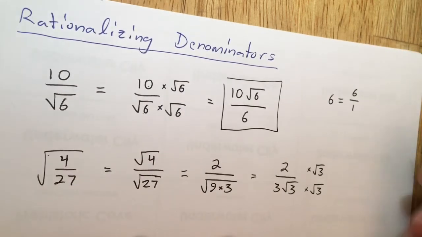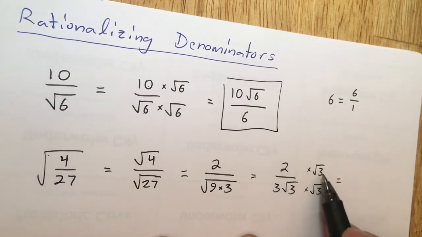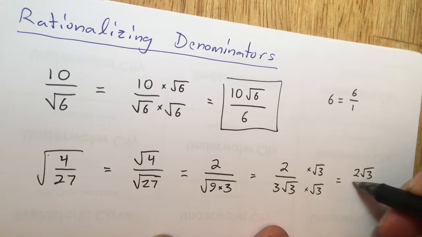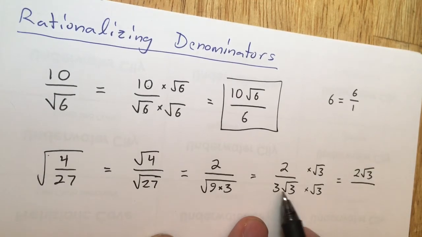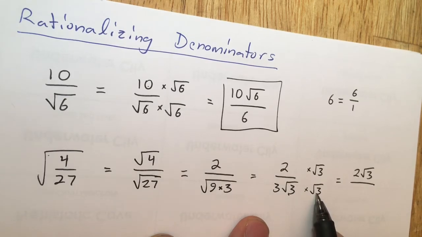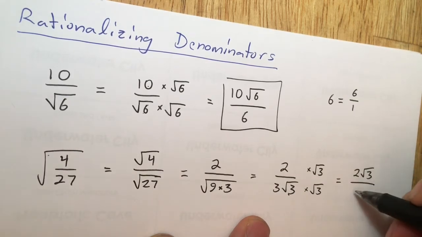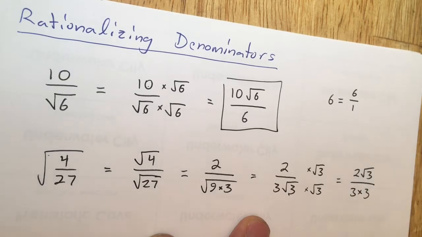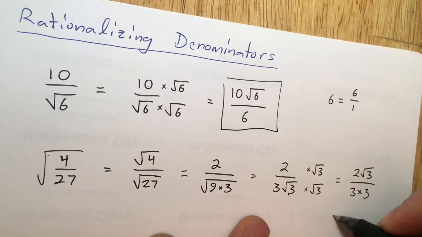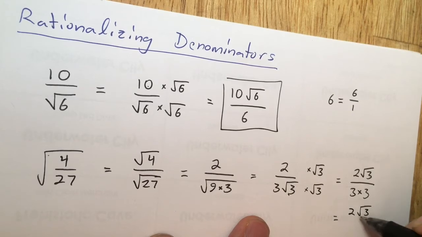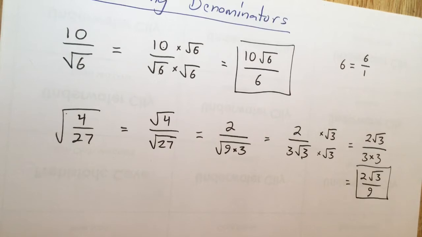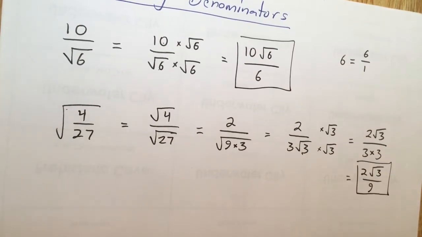2 times root 3 is 2 root 3. 3 times root 3 times root 3. Okay, well, root 3 times root 3 is just 3. All right, so this just becomes 3 times 3. Well, we can simplify that. We know what 3 times 3 is. It's 9. So there is our final answer. So it's a little more work on that one. We had to do some simplification first, but we still got to a rational denominator.